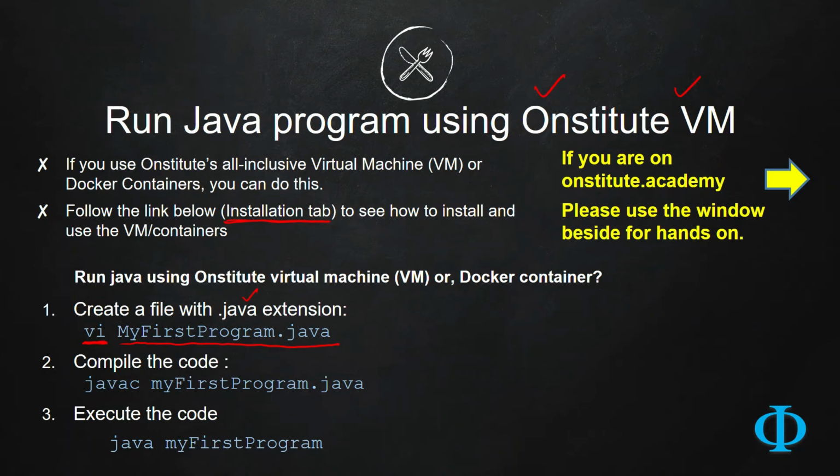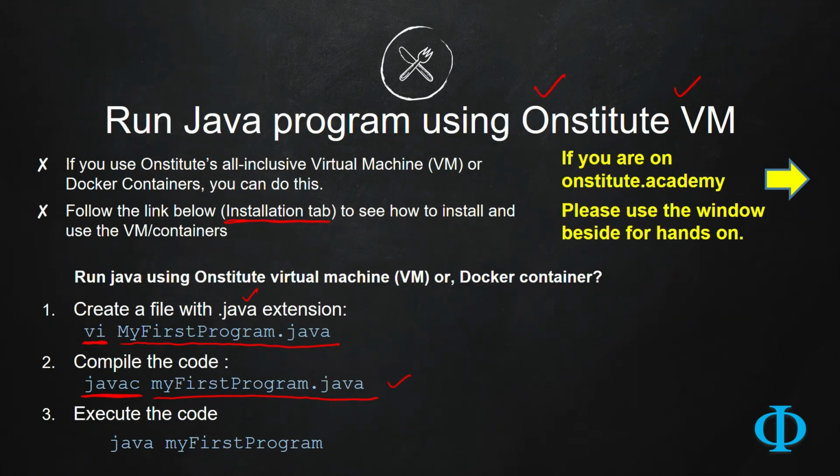After you are done, you can save this program, and then in order to compile the code, you have to use a command called javac. So javac followed by your file name, that is myfirstprogram.java. Once you hit enter, this command will compile your Java program.